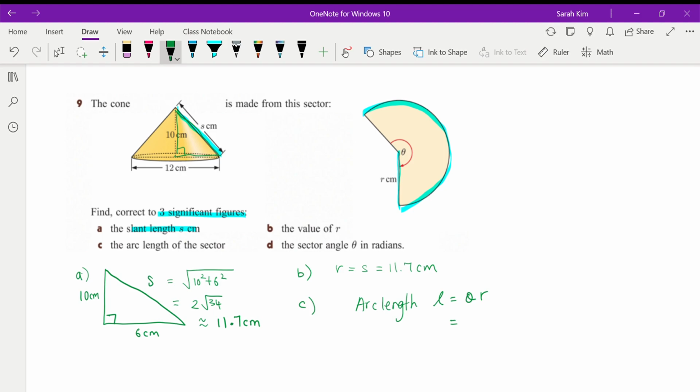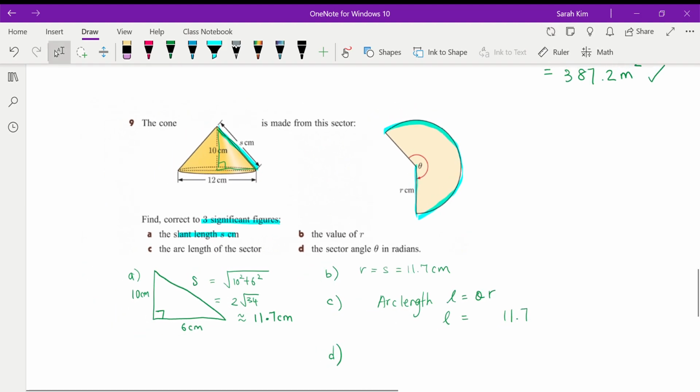Let's have a think. Interesting. Radius is 11.7. Length we don't know. We know that the diameter is 12 centimeters. I'm a little bit stuck. D, sector angle theta in radians. How do we figure this out? Arc length of the sector. There must be a way. Let's have a think.